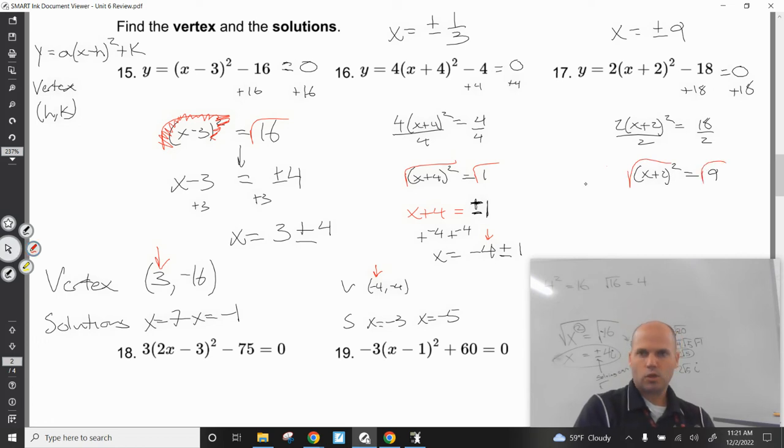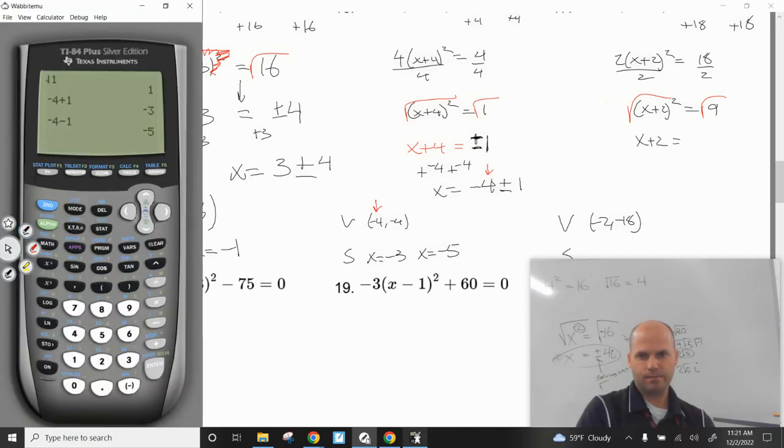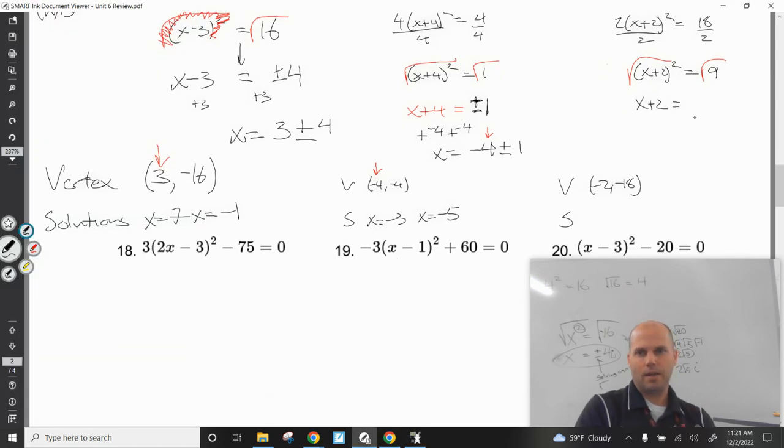Okay, square root gets rid of the square. I have x plus 2 equals. Can I take the square root of 9? Yes, it's just 3. But it's both positive and negative 3 because I'm using a square root to solve an equation. I then will add negative 2 to both sides or subtract 2 to both sides.